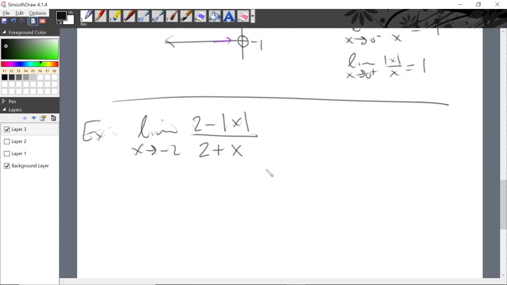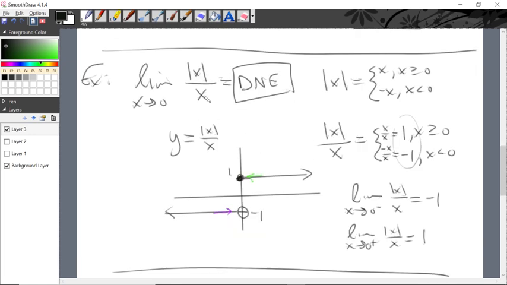Now, this one's a little bit different than the previous one. First, we're not allowing x to approach 0. Notice that when we have x approaching 0 in the absolute value function, 0 is exactly where the behavior of the absolute value changes. It switches. But if we plug in a number like negative 2, we would be entirely on one of these branches.